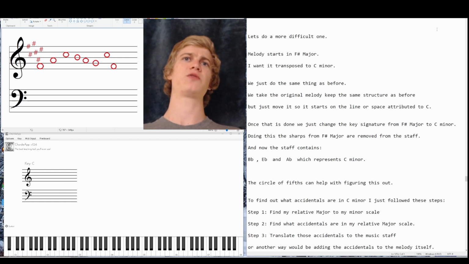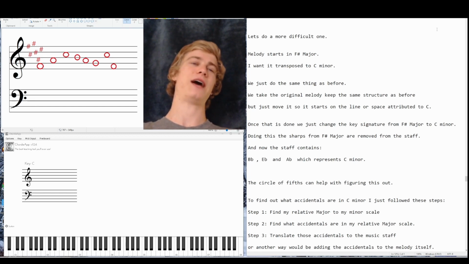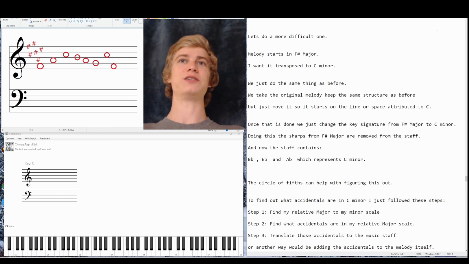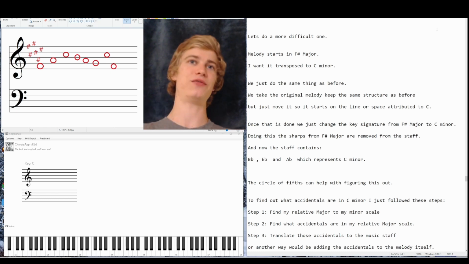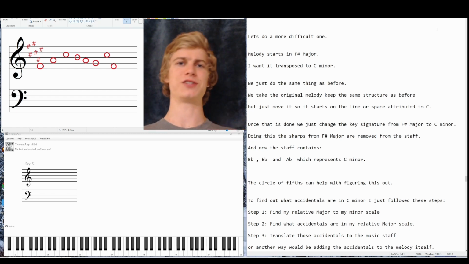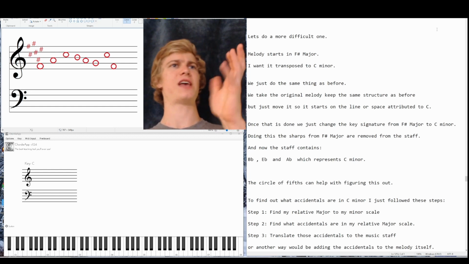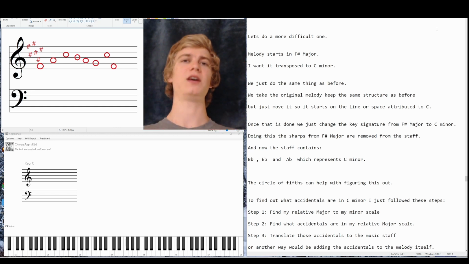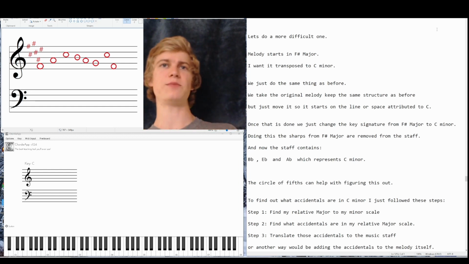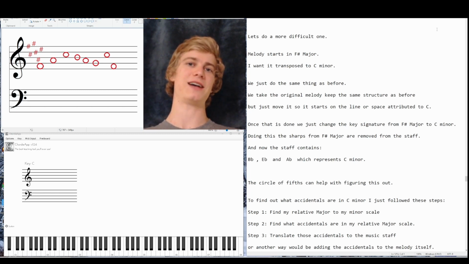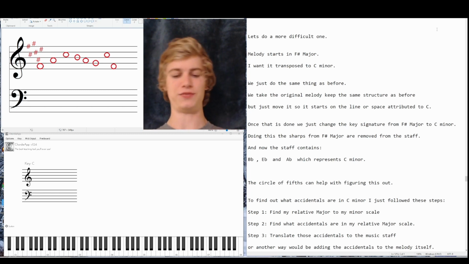Doing this, the sharps from F sharp major are removed from the staff, and now the staff contains the notes that are going to be in C minor, which are B flat, E flat, and A flat. Those represent C minor. I'm going to discuss how I did that so you can understand this. So I'm first just going to do what I said. I'm going to move the same structure of melody. I'm going to move it so it starts on C minor, and then I'm going to notate the accidental notes, B flat, E flat, and A flat.